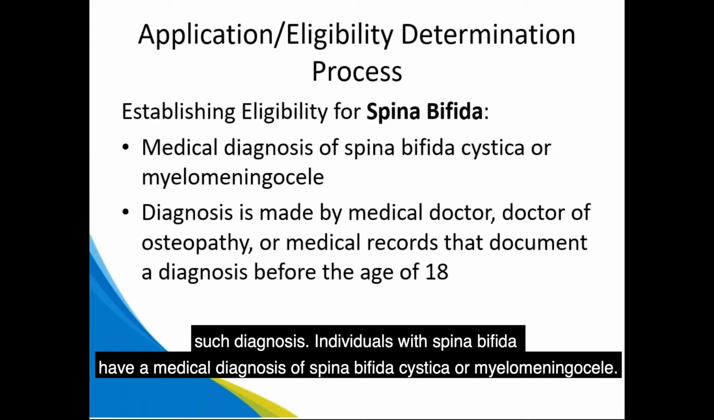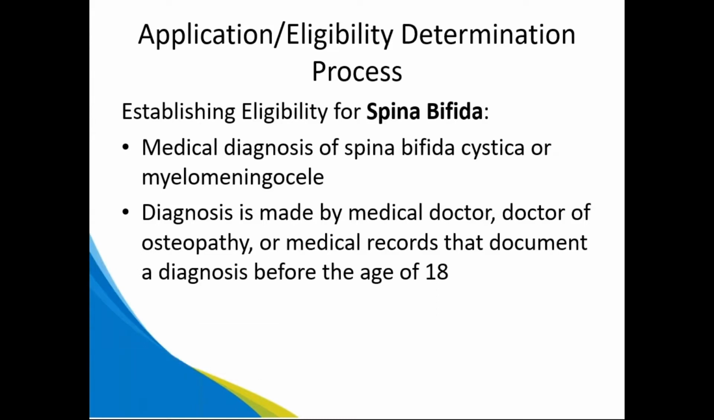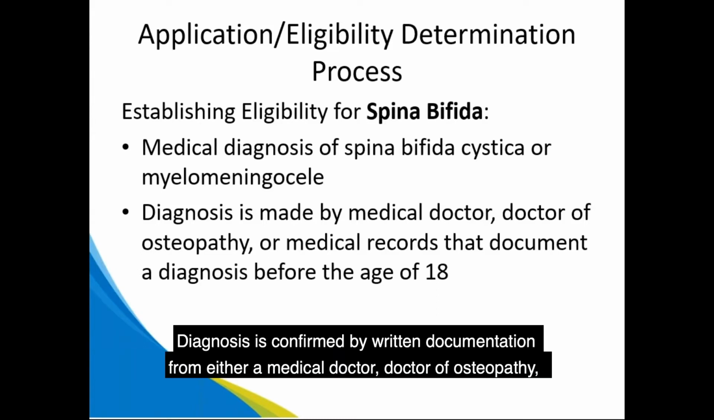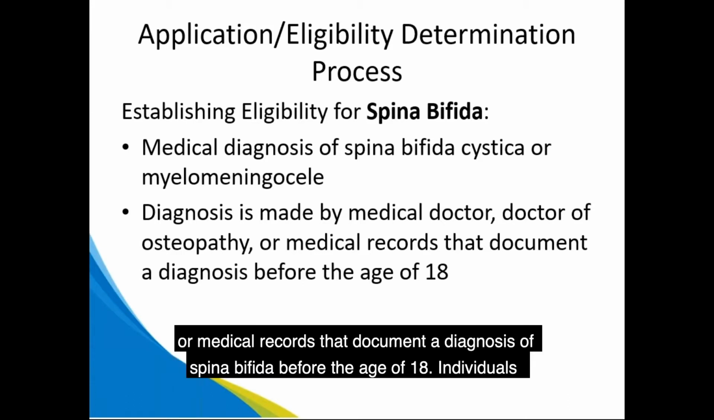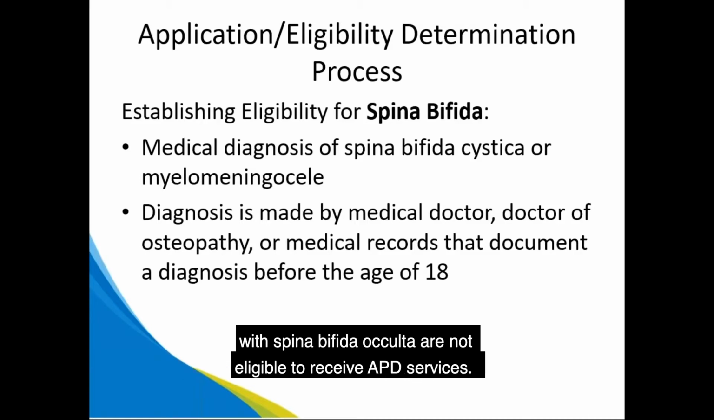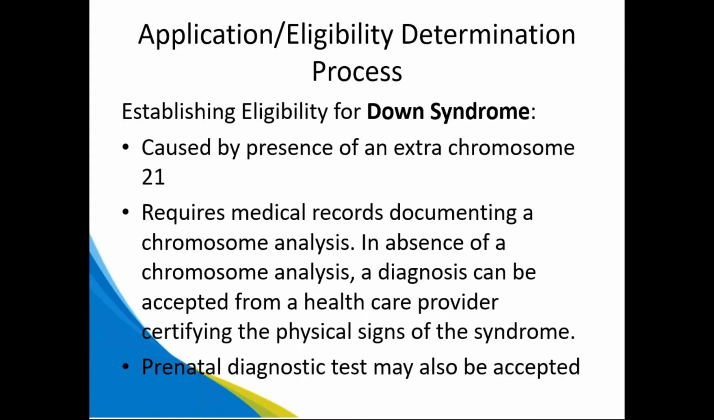Individuals with spina bifida have a medical diagnosis of spina bifida cystica or myelomeningocele. Diagnosis is confirmed by written documentation from either a medical doctor, doctor of osteopathy, or medical records that document a diagnosis of spina bifida before the age of 18. Individuals with spina bifida occulta are not eligible to receive APD services.